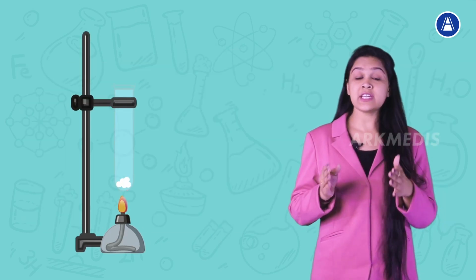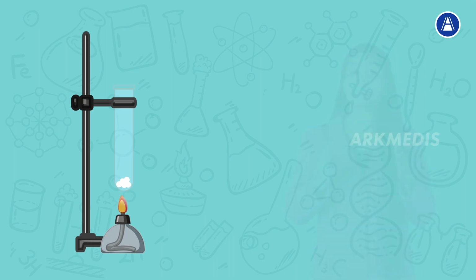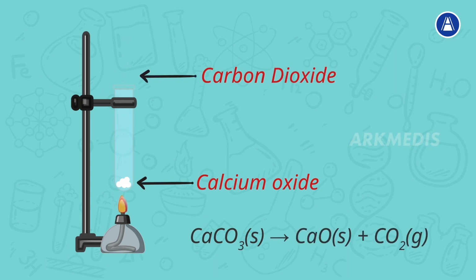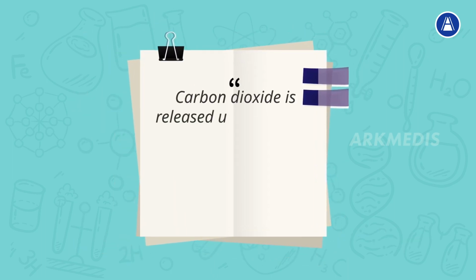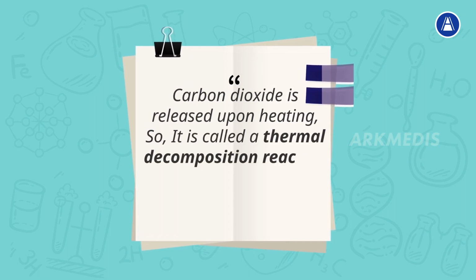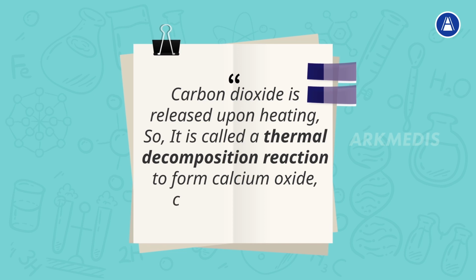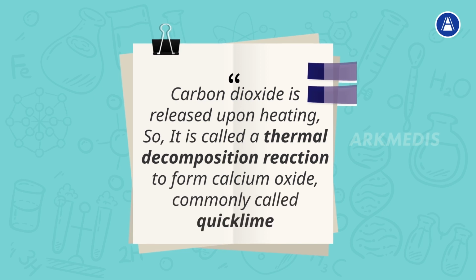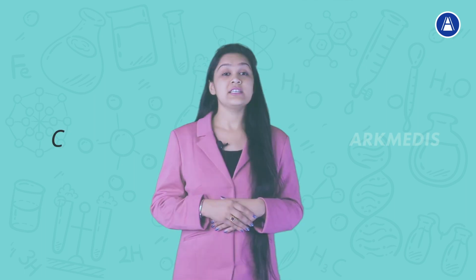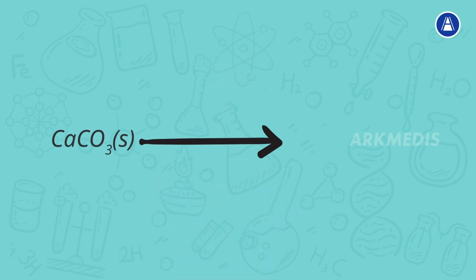Now, if we heat this calcium carbonate powder taken in a test tube, it decomposes into calcium oxide and carbon dioxide. Carbon dioxide is released upon heating, so it is called a thermal decomposition reaction to form calcium oxide, which is commonly known as quicklime. This reaction can be represented as CaCO3 gives rise to CaO plus CO2.